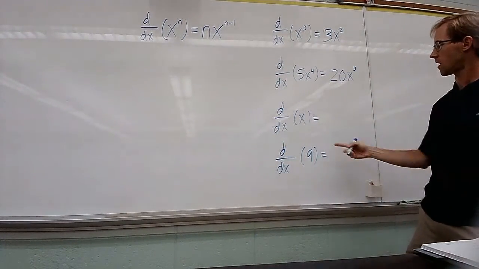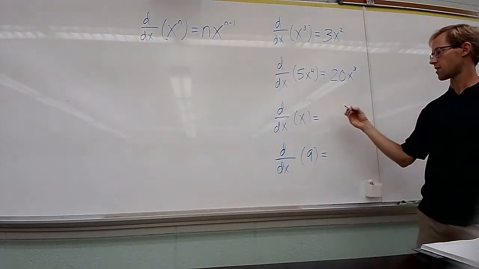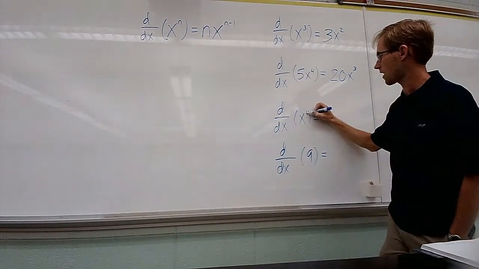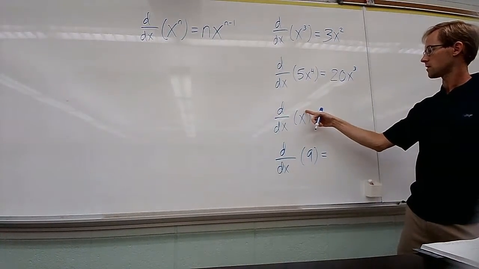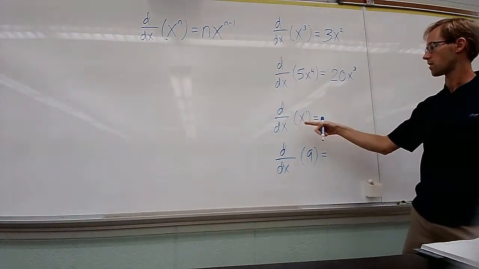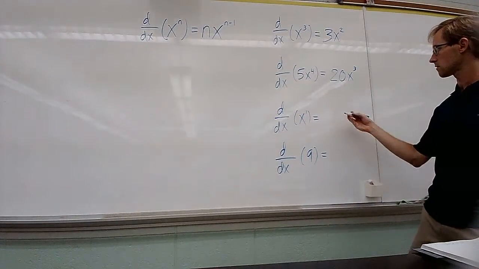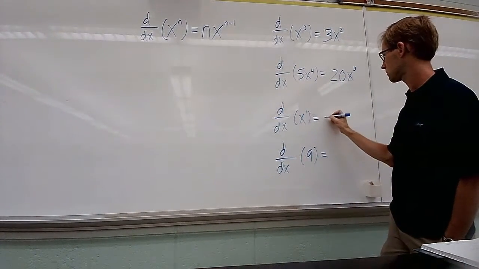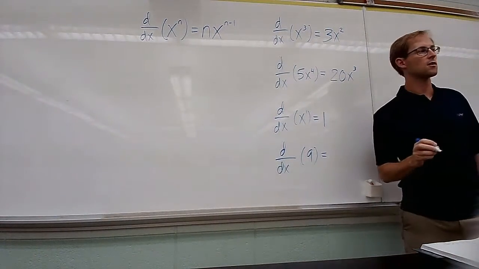Next one is 0. Now, how do you know this is 0? It's a constant. That's right. Because this is like saying x to the 1. So, if this is x to the 1, then the 1 comes out in front. 1 minus 1 is 0, which is x to the 0, which is equal to 1, because anything to the 0 is equal to 1.